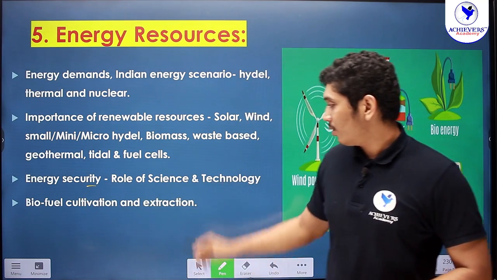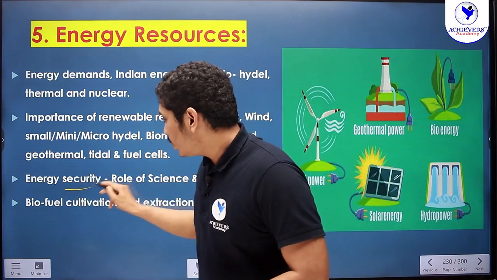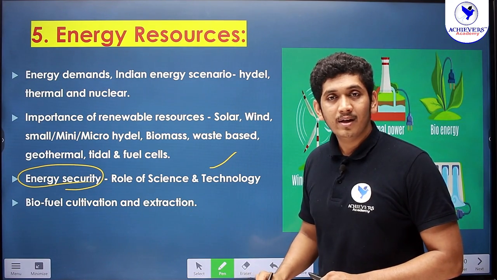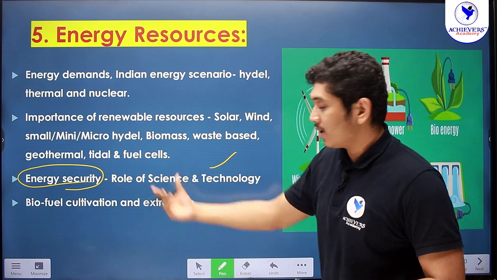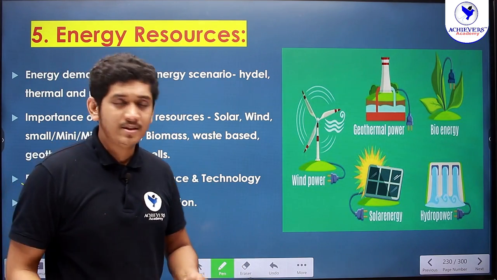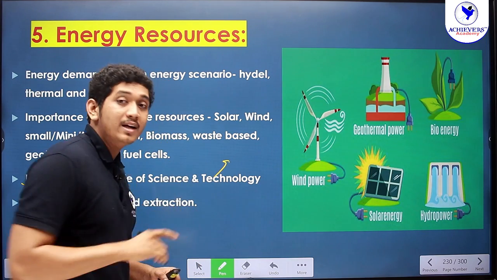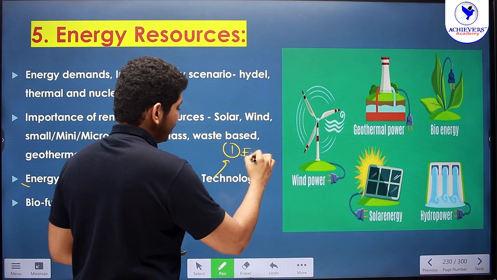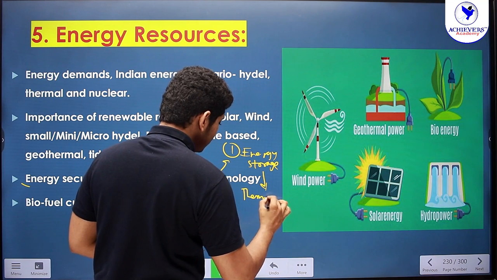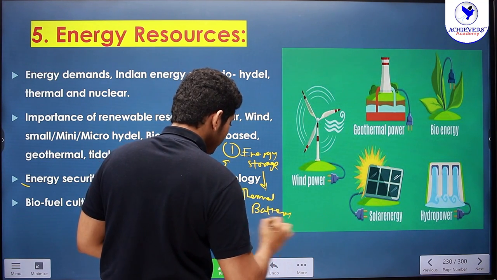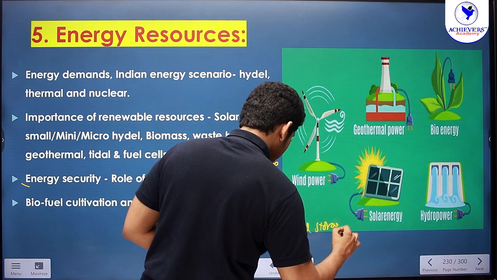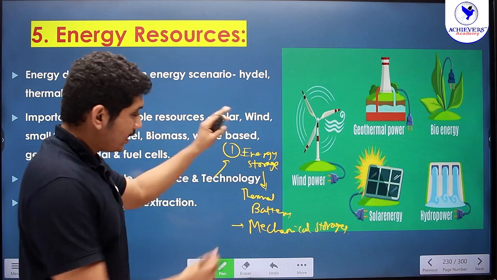Now, energy security, role of science and technology. See this term. How can you have energy security by using science and technology? Is that what exactly he's asking? Here, I'll make sure you learn various dimensions in this. For example, science and technology for energy security. One is energy storage. Storage devices. In this, you will be learning about thermal batteries, and also about mechanical storage devices.